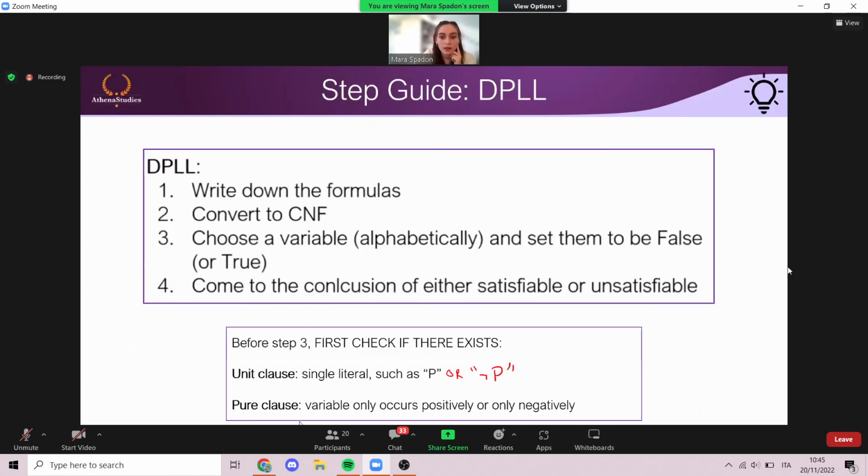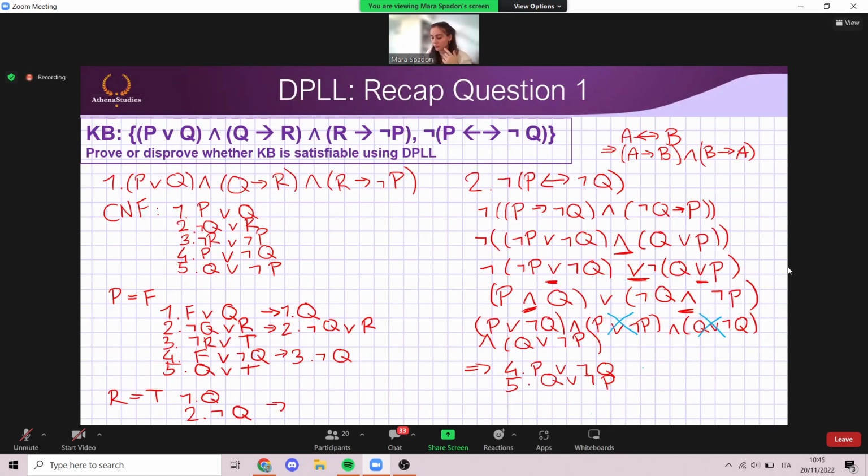So what do we get here? We have to come to the conclusion if it's satisfiable or unsatisfiable. So in our case, we end up with a contradiction, which means we can never yield to a truth value and that means it will be unsatisfiable.